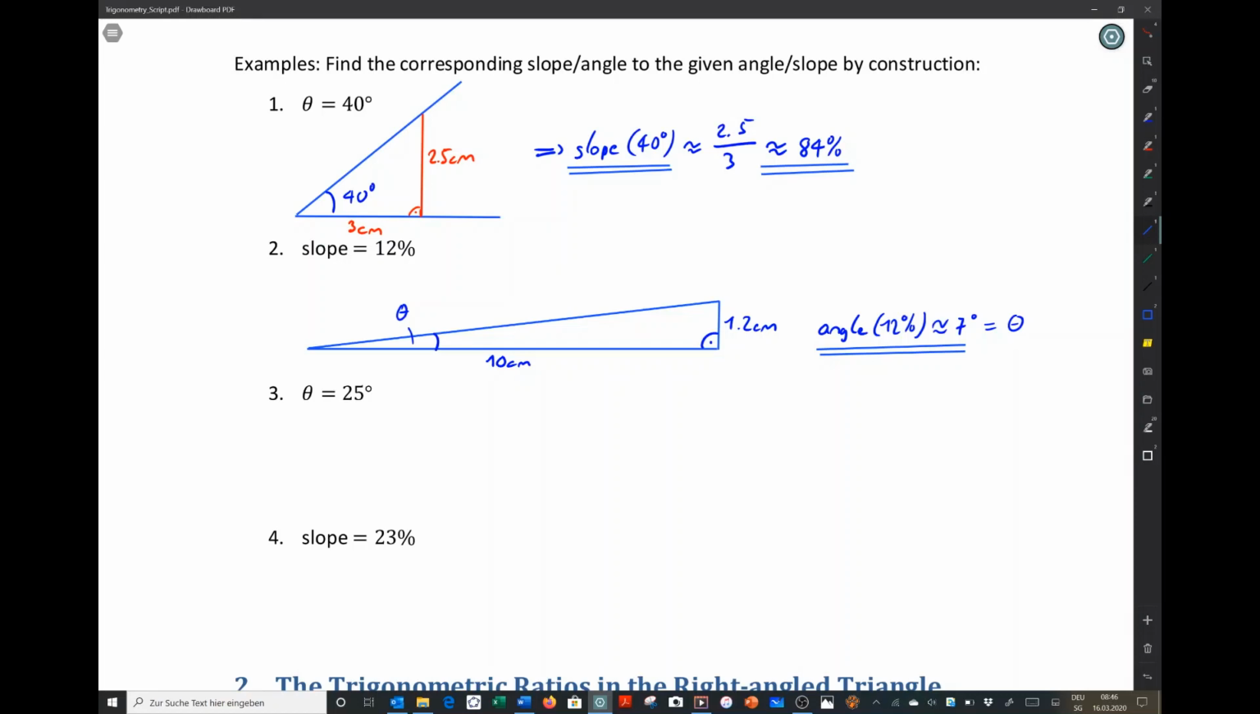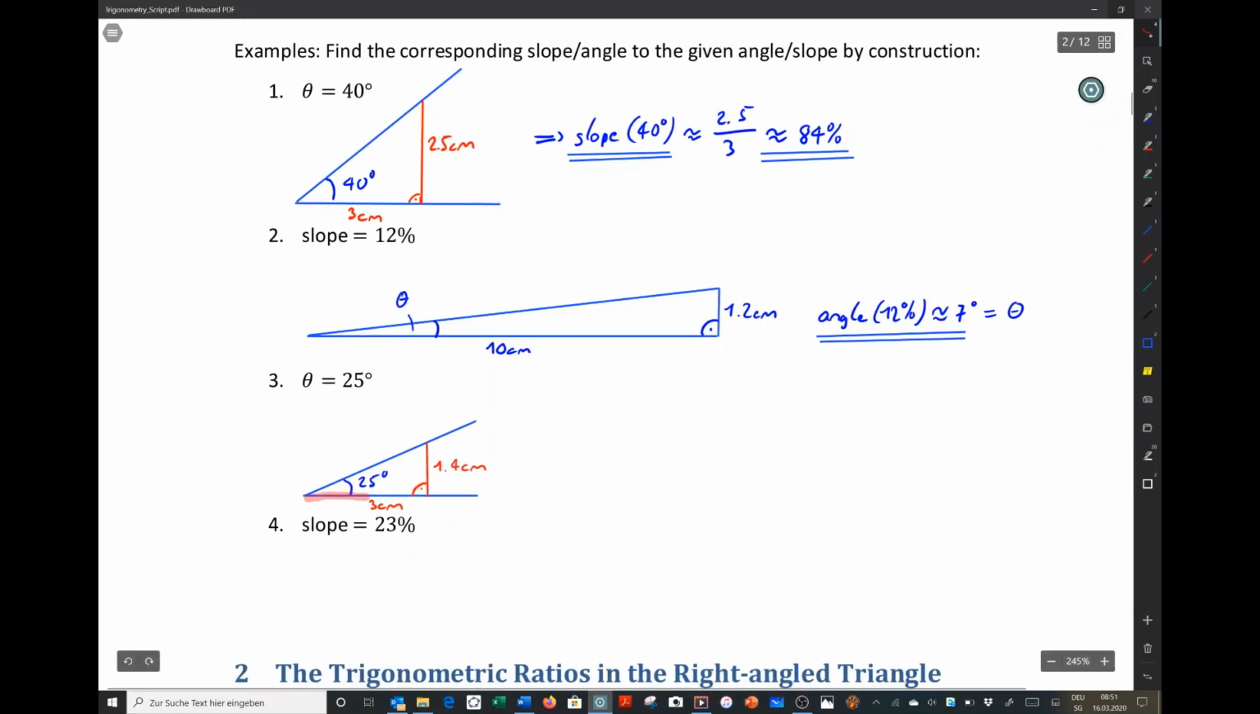Try now examples 3 and 4 on your own. Stop the film and continue it once you're done to verify that you've got it correctly or see if you had problems how to do it correctly. We have first constructed the angle of 25 degrees. Now let's measure 3 centimeters horizontally. Measure now the line that is vertical. And we get approximately 1.4 centimeters. Obviously, if you have chosen another length here, you'll get a different length here. And so we get for the slope corresponding to 25 degrees approximately 47%.